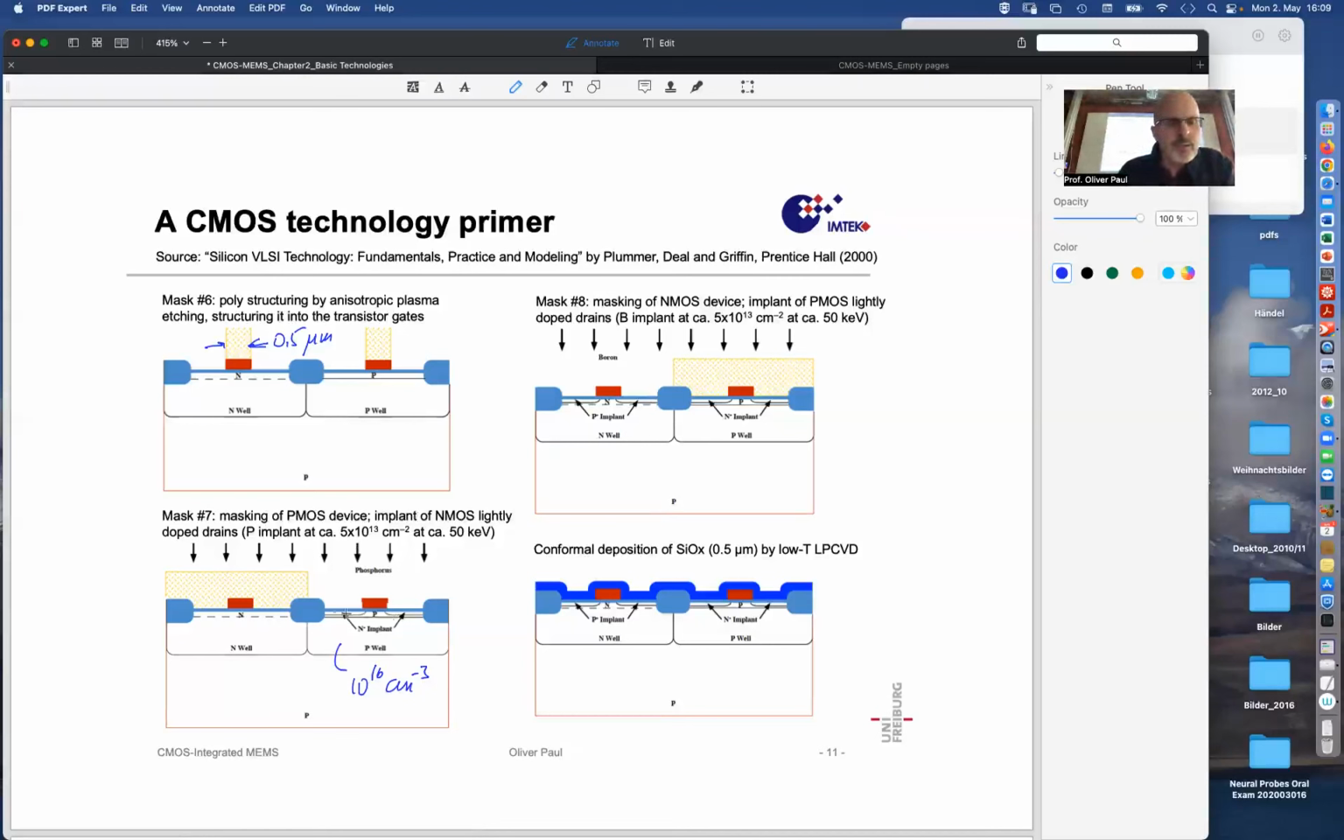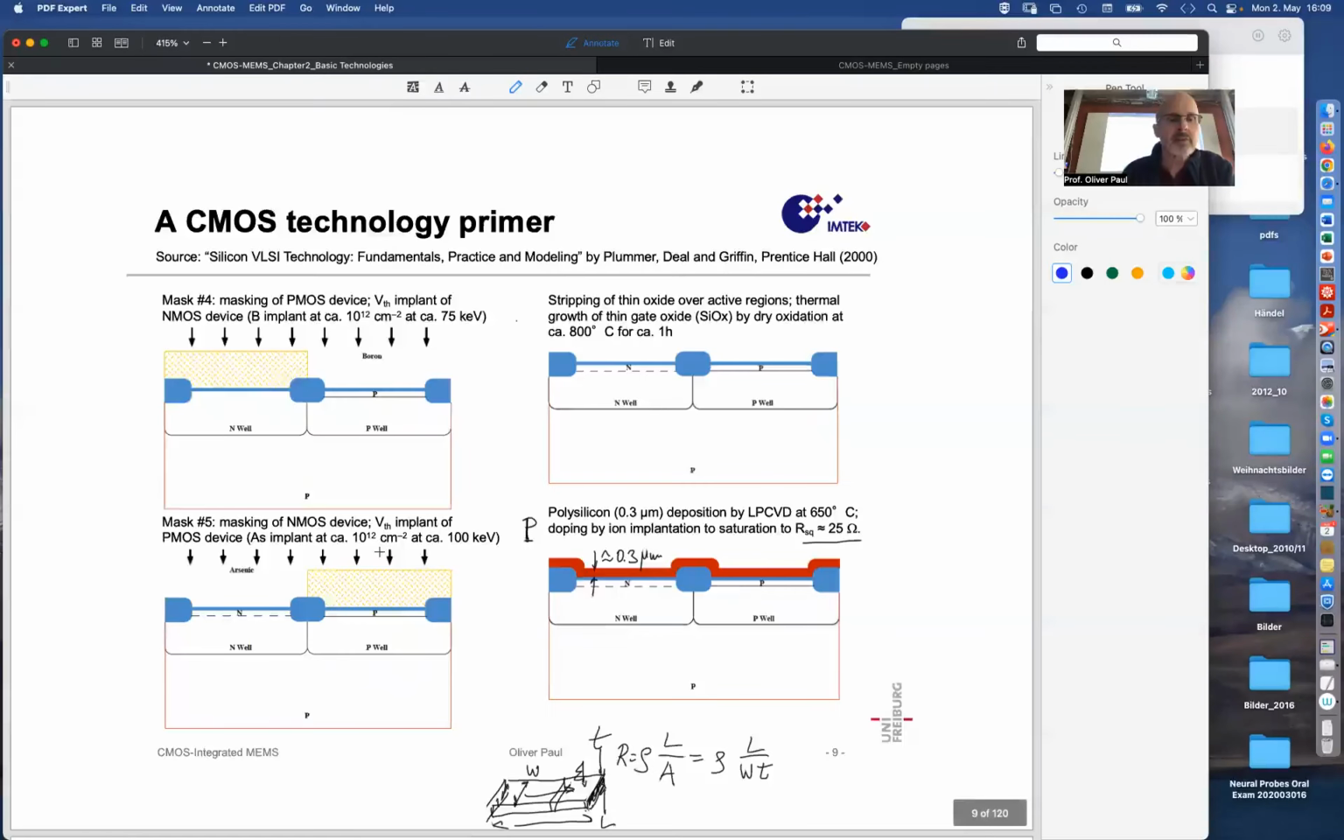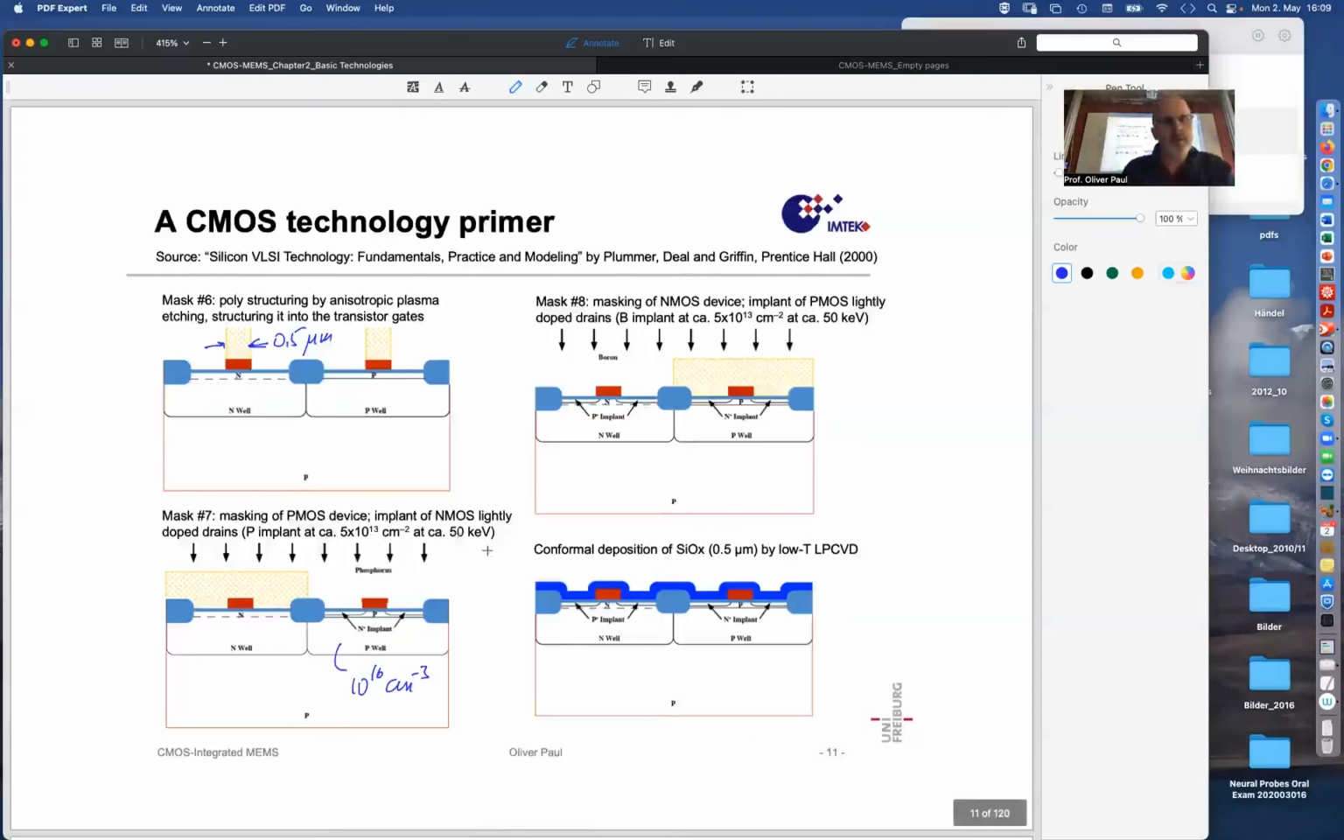So now this weak, not so strong implant dose, which is higher than the previous one. It was 10 to the 12. Now it's already a few times 10 to the 13. Gets stuck here quite near the surface.